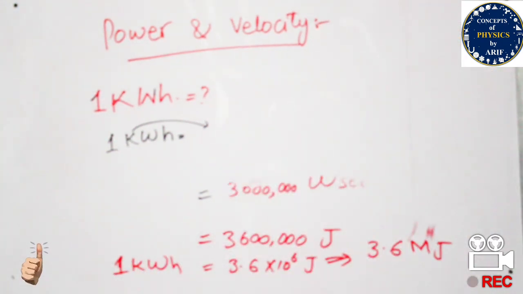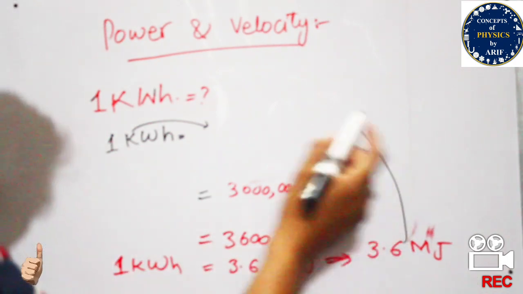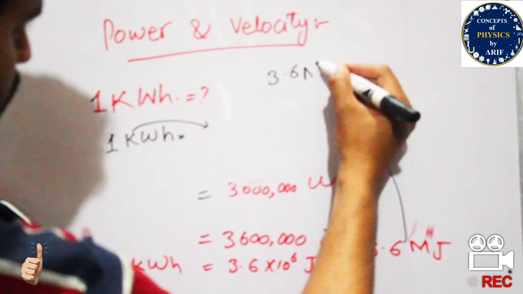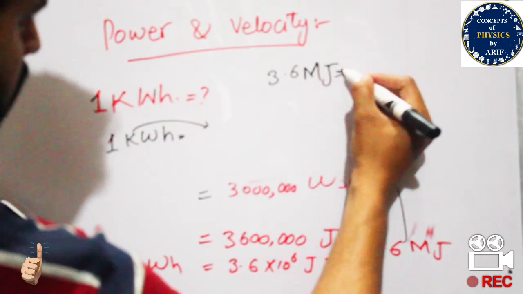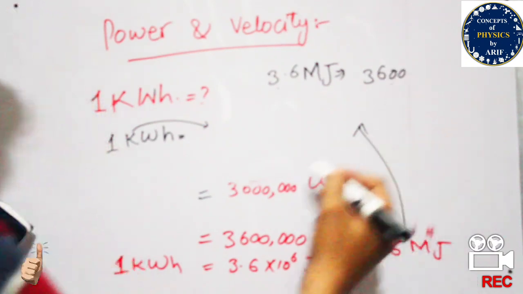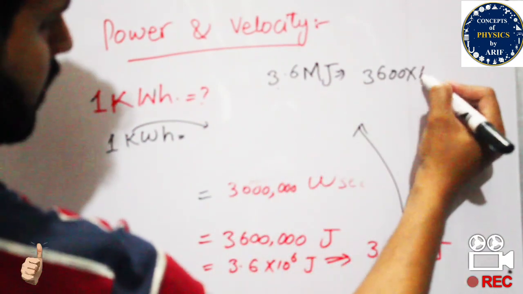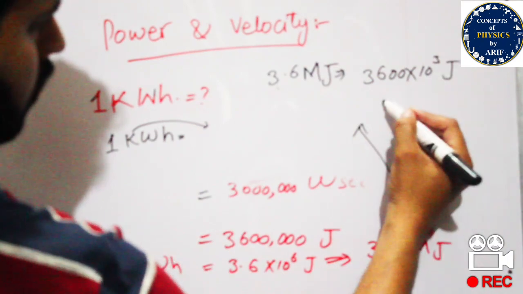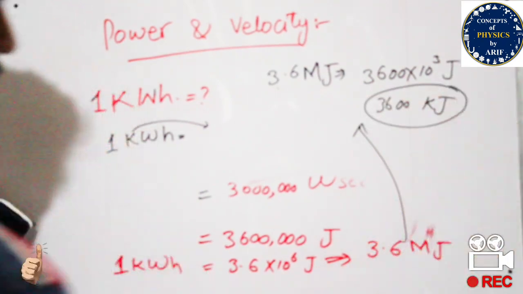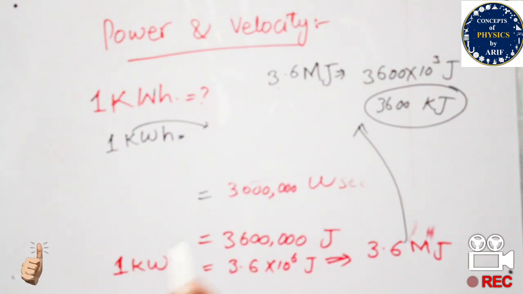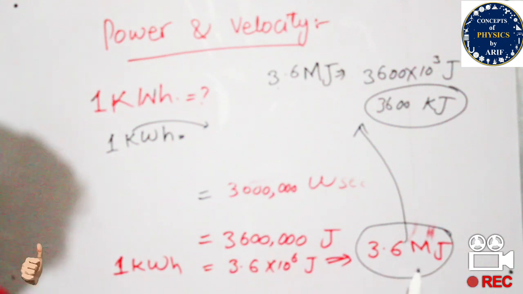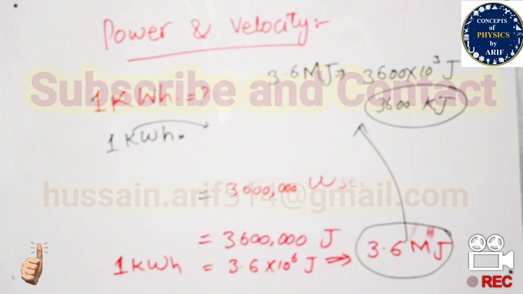You can write 3.6 into 10 raised to power 6 joule, or you can also say 3600 into 10 raised to power 3 joule, or 3600 kilojoule. This is also an MCQ, a multiple choice question, in exams as well as entry tests.